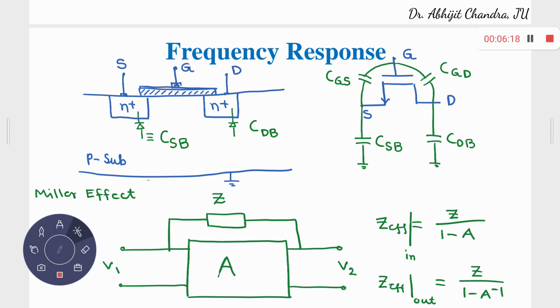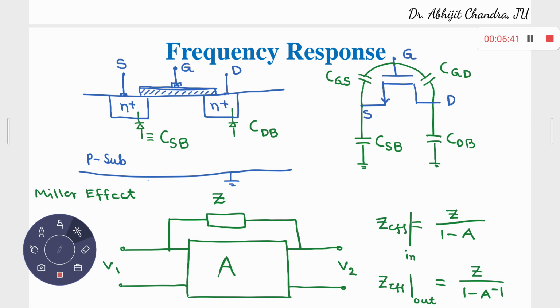For example, if your source and the body are held at two different potentials, then you have to consider this capacitor, the CSB. If the potential at the drain and the body are held at two different values, then you have to consider that particular capacitor. In case both the source and the body are connected to the same potential.